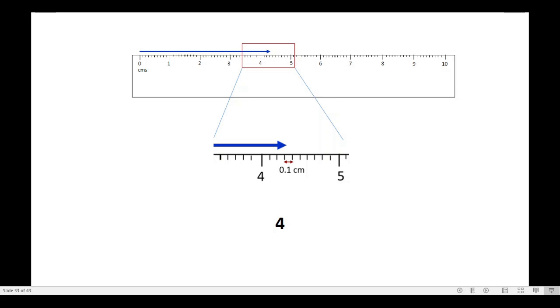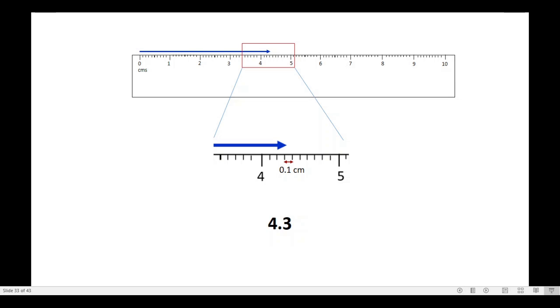So we can refine our measurement now. We observe that the end of the arrow is between, let's see, 4.1, 4.2, 4.3, 4.4, yes, between 4.3 and 4.4 centimeter marks. So now the length is 4.3 for sure and little more than that. But it is definitely not 4.4.